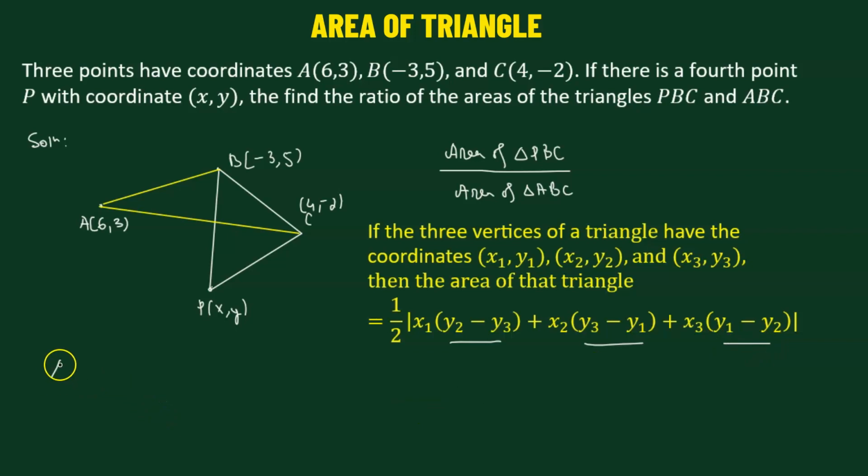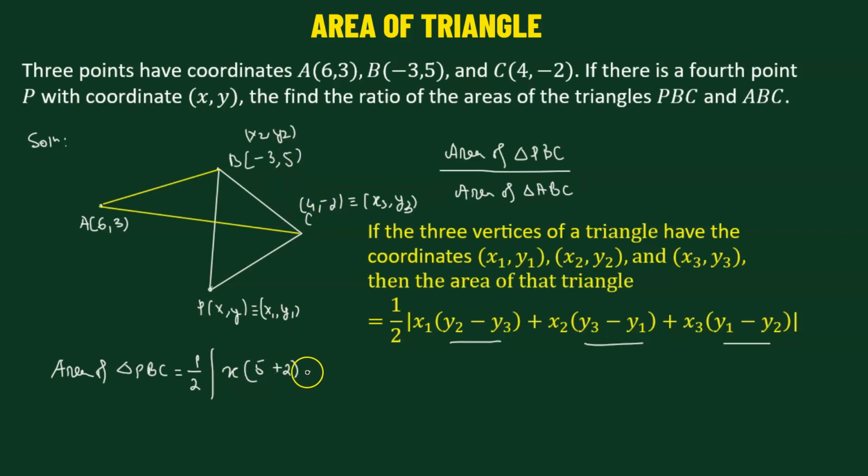So we'll start by first finding out the area of triangle PBC. So that will be equal to half multiplied by the absolute value. So let's say we'll start with P. So we're going to consider this to be equivalent to x1, y1. Then we will consider B to be equivalent to x2, y2. And then we'll consider C to be equivalent to x3, y3. Fine. Now, we need x1 first. So x1 is x. So this will be multiplied by y2 minus y3. So y2 is 5. Minus y3, so y3 corresponds to -2, so we have 5 minus -2, that gives us 5 plus 2.